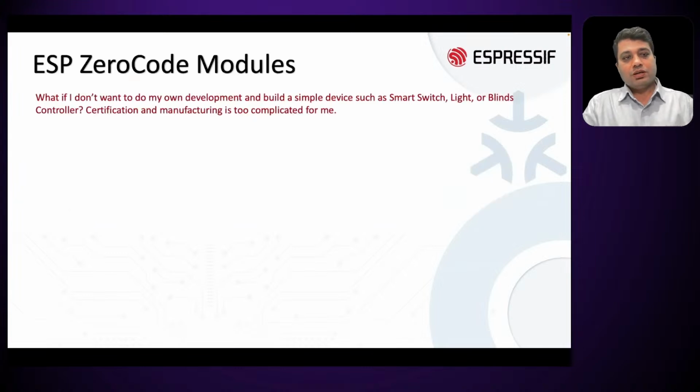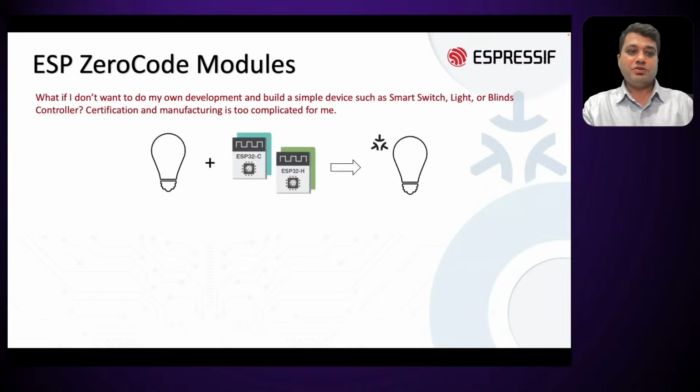Now, what if a customer wants to build their own device which is Matter certified, but the device is a really simple device like a smart switch, light, or blinds, and there is no specific software requirement? Then this certification and manufacturing can be too complicated for them. And that's where ESP Zerocode modules come into the picture.